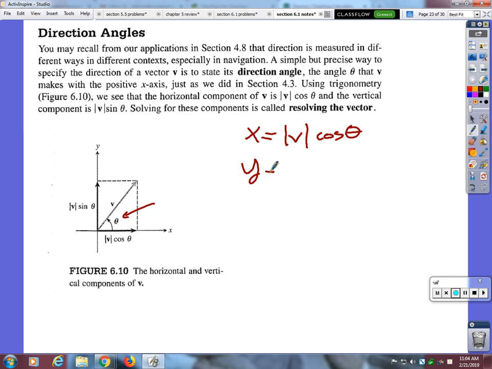And the y component is the magnitude of the vector times the sine of the angle that it makes. And so what that's going to do for us is it's going to take any vector and break it down into 2 separate pieces, one pointing only in the x direction, which is the horizontal component, and then the other one pointing in the y direction, which is the vertical component. And again, I know, like Ben said, why would we want to do this?